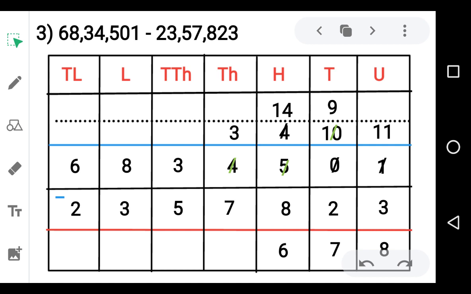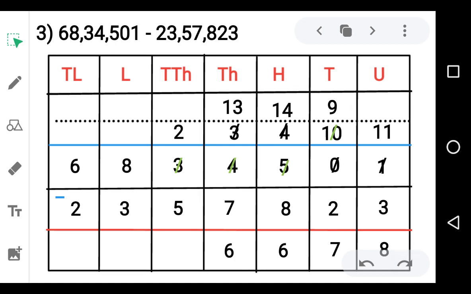Now we have to subtract 7,000 from 3,000. Can we subtract 7 from 3? No. So we borrow 1 from the 10,000 place, and in the 10,000 place we have 3. So 3 becomes a 2, and in the 1000 place 3 becomes 13. So 13 minus 7, 6 in the 1000 place.